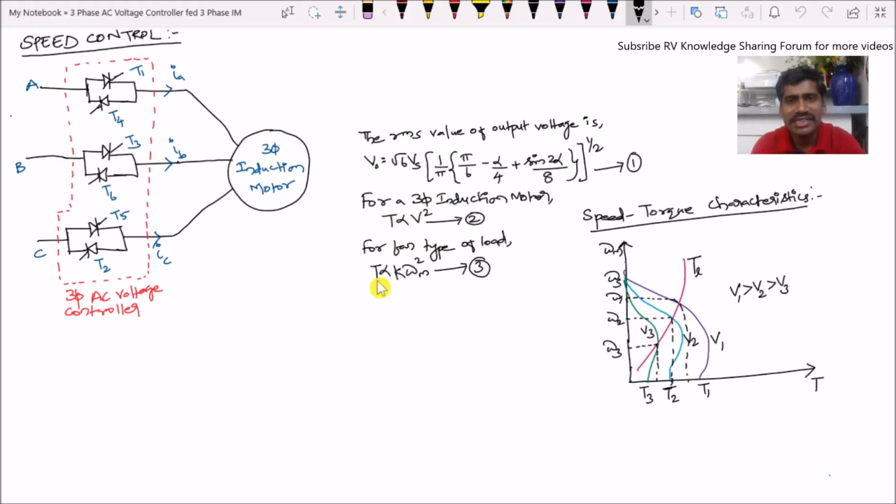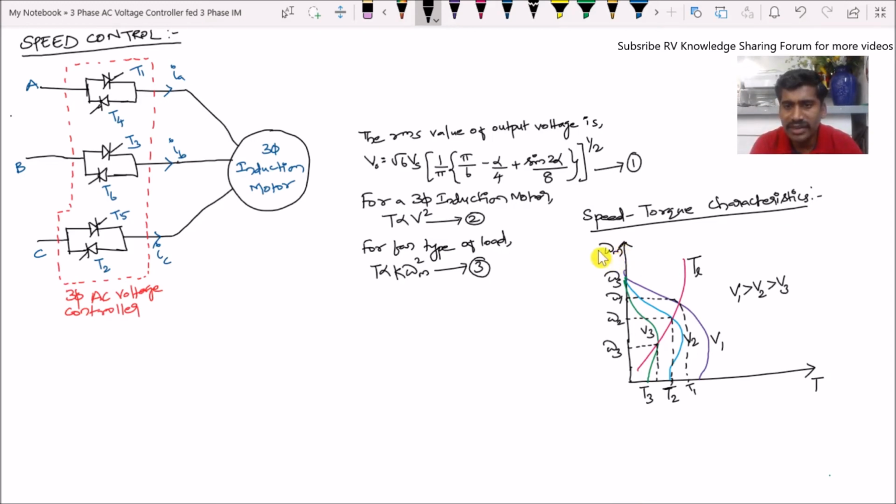As we already discussed, this stator voltage control method is best suited for a fan type of load. For a fan type of load, the speed torque relationship is given in equation 3. According to equation 3, if there is a change in the torque, then there will be a change in the speed. Here T represents the torque, K is a constant and omega m represents the speed. So this is how the speed can be controlled using the three-phase AC voltage controller through the stator voltage control method. Now let us discuss the speed torque characteristics.